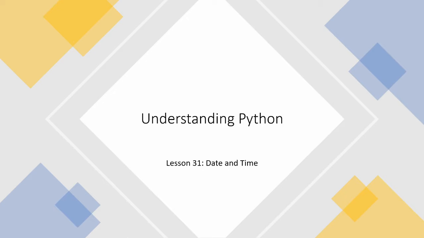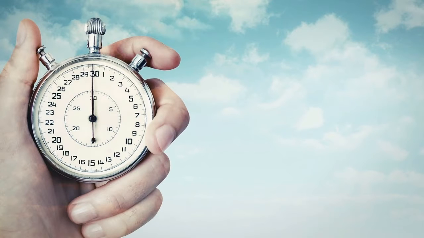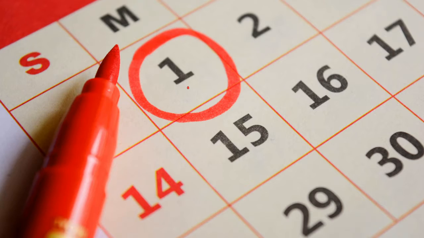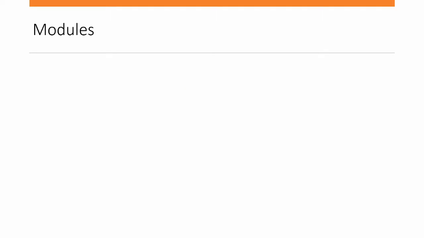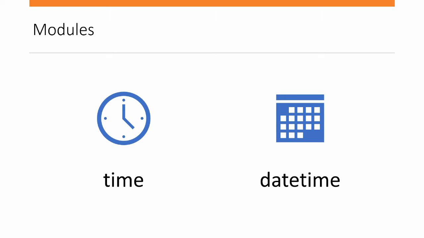Welcome back. Today we're going to be looking at date and time in Python. And of course, the time is something very useful to know in a lot of applications, and also the date. So the way you can use that in Python is by using time and datetime modules, which are both really useful.